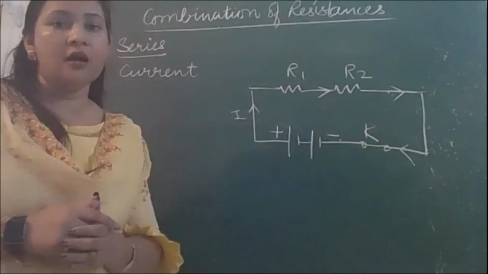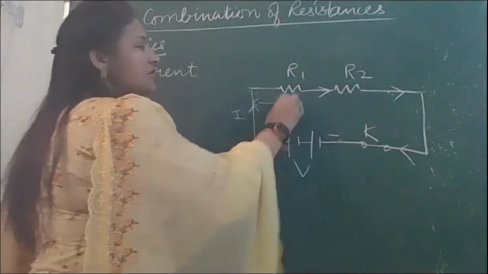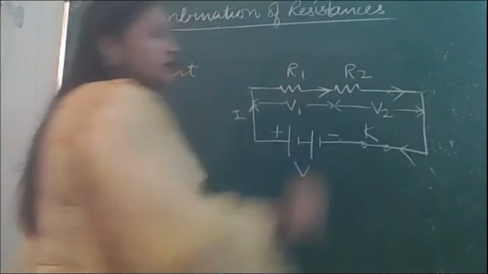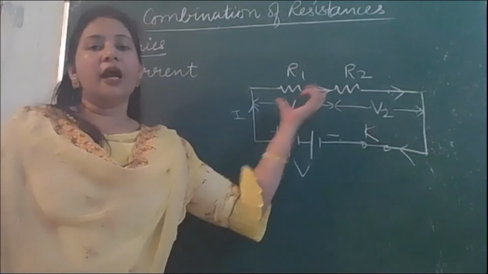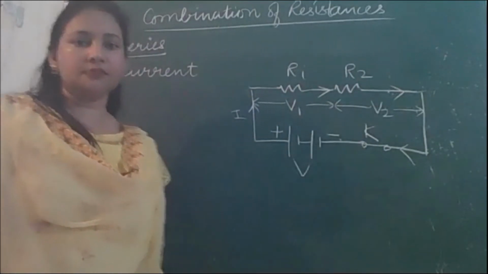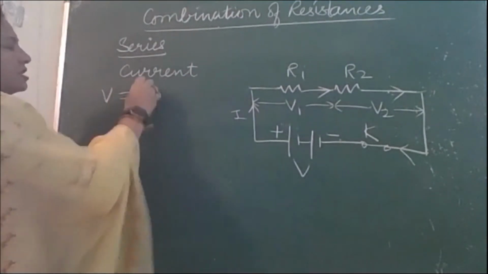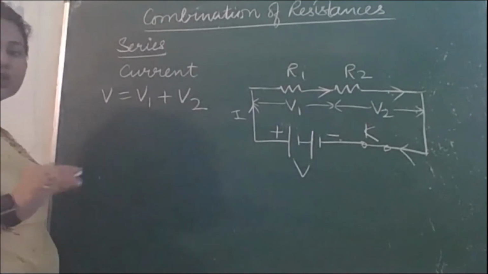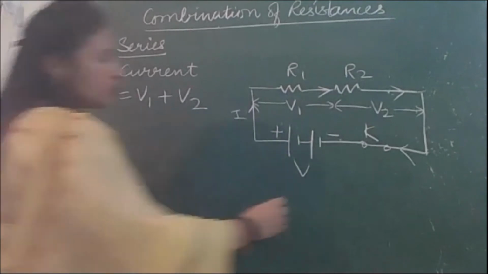The same current will flow. And suppose the battery potential is V, then the potential differences will be different. Suppose V1 is the potential difference across R1, and V2 is the potential difference across R2. So the total potential difference will be V1 plus V2. Current is the same, but the potential is the total of the battery, across both of them.